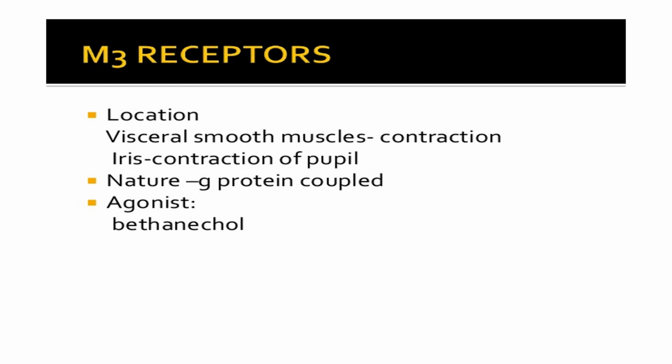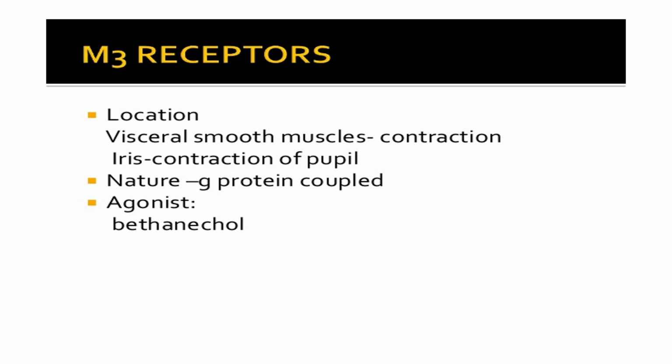Coming to the M3 receptors, they are mainly present in the glandular area, that is on the exocrine glands, such as salivary glands, bronchial tissue, and in the visceral smooth muscles like GIT, bronchial, bladder, and vascular endothelium. Their stimulation will cause contraction. It is also present in the eyes, where contraction of the pupil takes place. One more thing, under M3 the specific agonist is bethanechol.